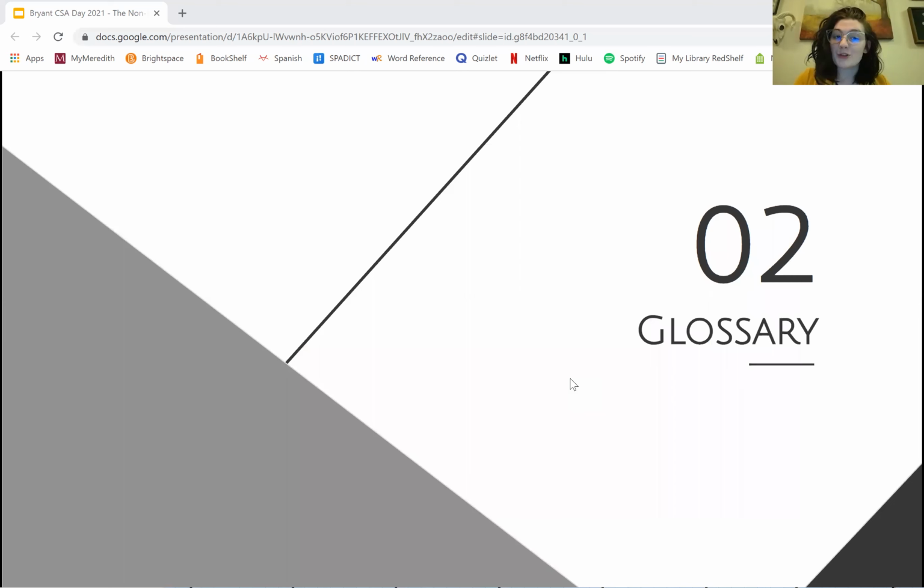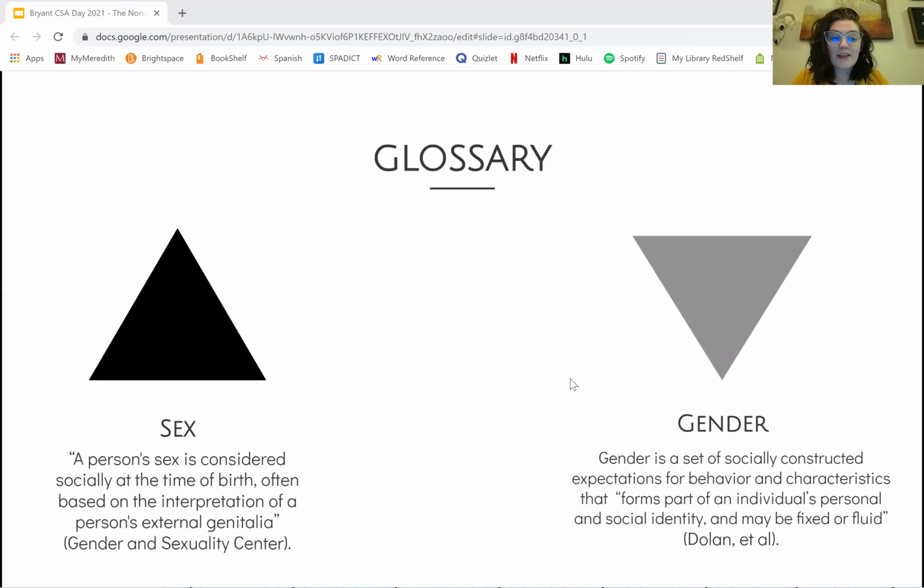I will be using the following terms throughout the rest of the presentation. Sex is defined as someone's external genitalia. So this is what is celebrated at gender reveal parties, which should really be called sex reveal parties. Gender is a set of socially constructed expectations for behavior and characteristics, and it forms part of an individual's social identity, and it can be fixed or fluid. Sex and gender are often used interchangeably, so it's important to understand that they're actually separate concepts. In the simplest terms, sex is physical and gender is mental.